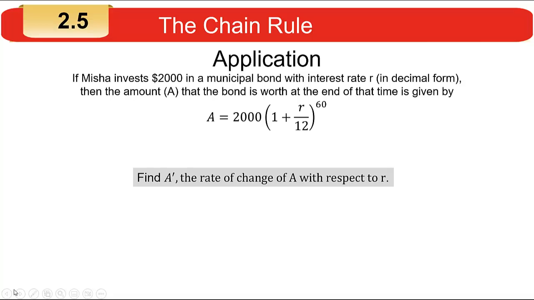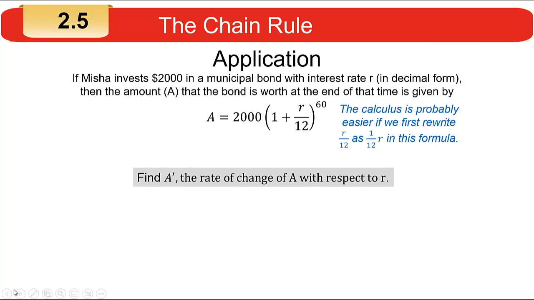Before I get started with the derivative, the first thing I'd say is that R over 12, I think you'd be much better off if you write R over 12 as 1/12 R. You're going to find throughout this course that sometimes if you just do a minor rewriting of something, your calculus becomes easier. So I would suggest doing that first.